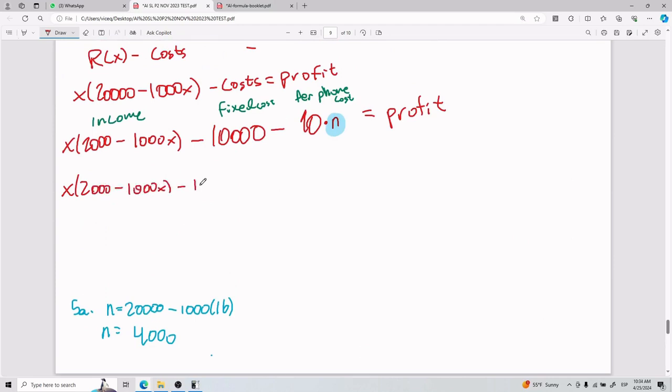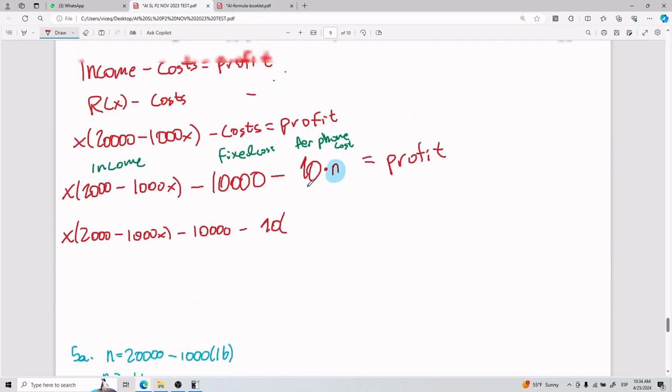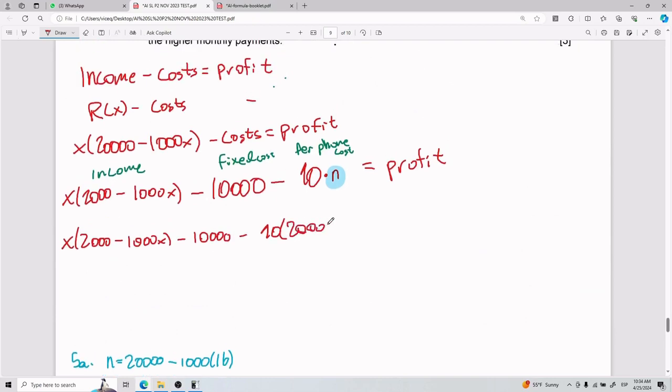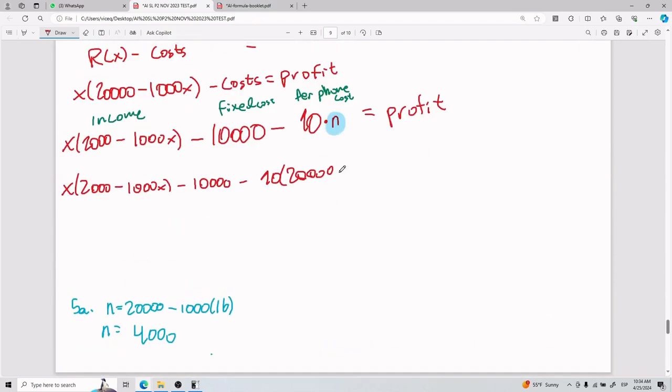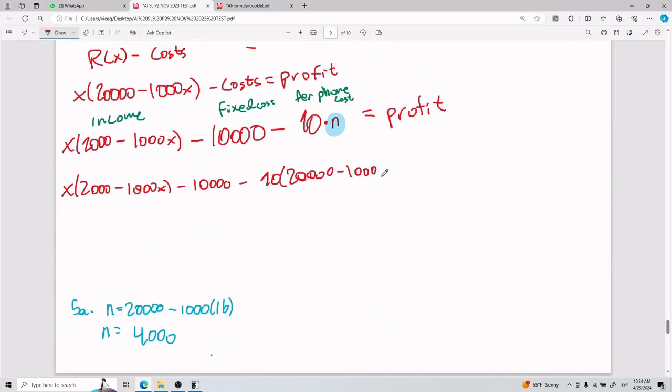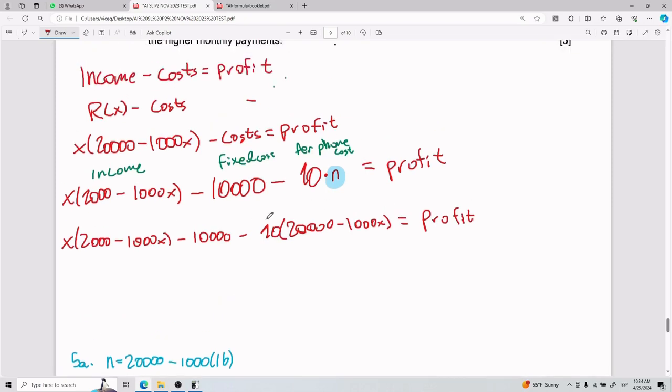Your fixed cost is literally right there. And your per phone case cost is 10 times n, n being 20,000 minus 1,000x. So all of this is your profit. All right. And now what is your x value?